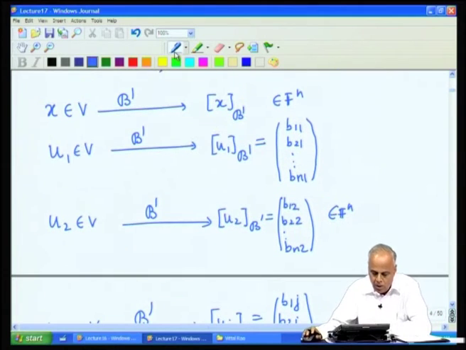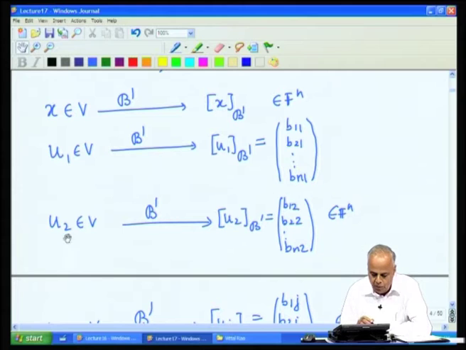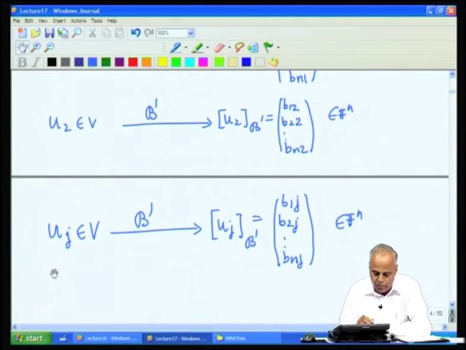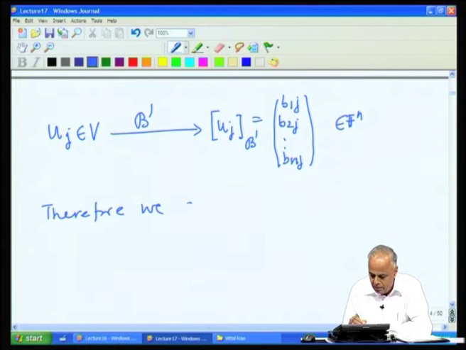Now, how many vectors do we have in Fn? There is one vector in Fn corresponding to u1, there is one vector in Fn corresponding to u2, and there is one vector corresponding to uj for every j between 1 and n. Therefore, we get n vectors in Fn.